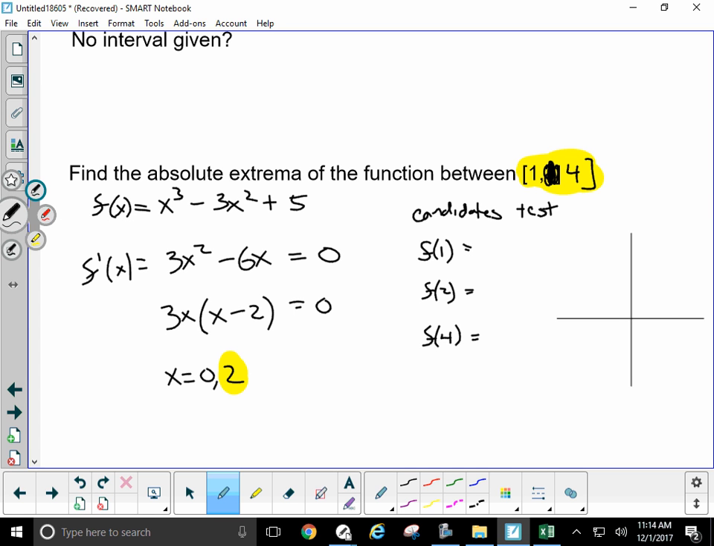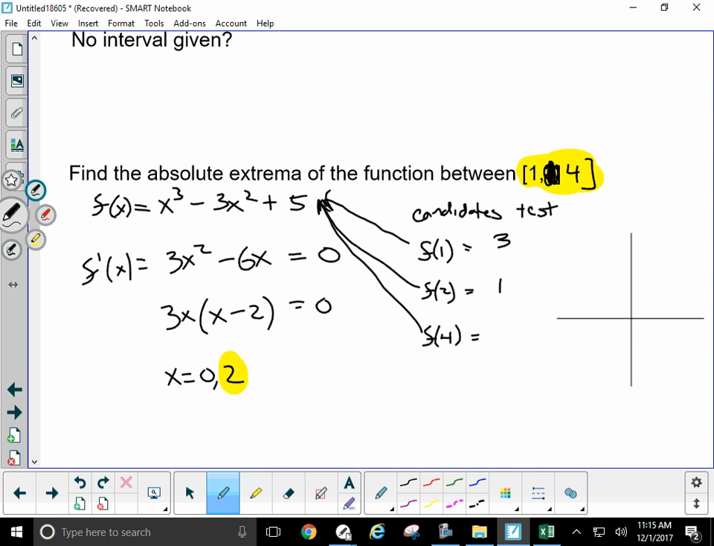How do I find those y values? You plug it into the original function. One minus 3 plus 5, that's 3. 8 minus 12 plus 5, that's 1. But man, I got to plug in 4. 4 cubed minus 3 times 4 squared plus 5. Ugh.